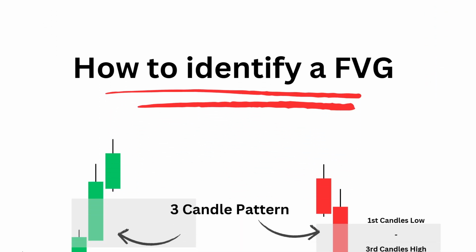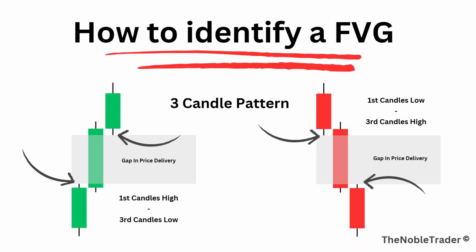Okay, so firstly, what does a fair value gap look like? A fair value gap is formed within a three-candle pattern as shown in the diagrams. We have a bullish FVG and a bearish FVG. To correctly identify the fair value gap pattern, we must look for a gap in price delivery between the first candle's high and the third candle's low. If the two wicks represented in this image do not touch one another, we have ourselves a fair value gap. Same can be said for the bearish example.